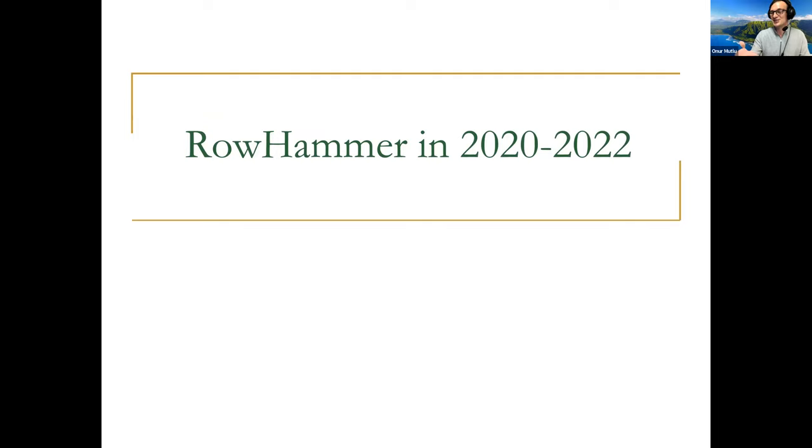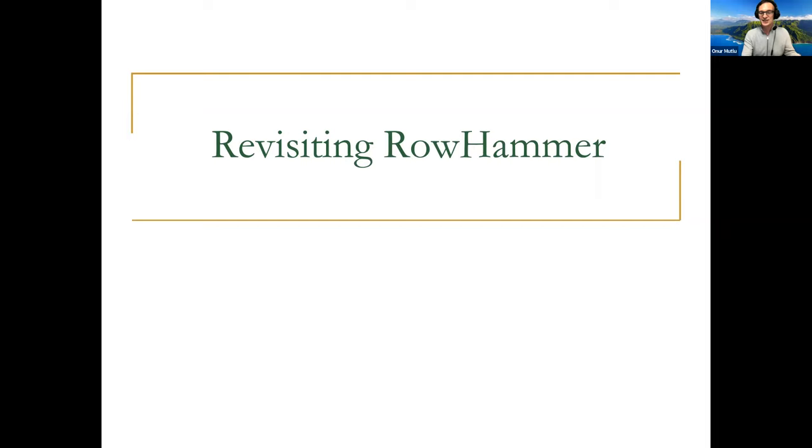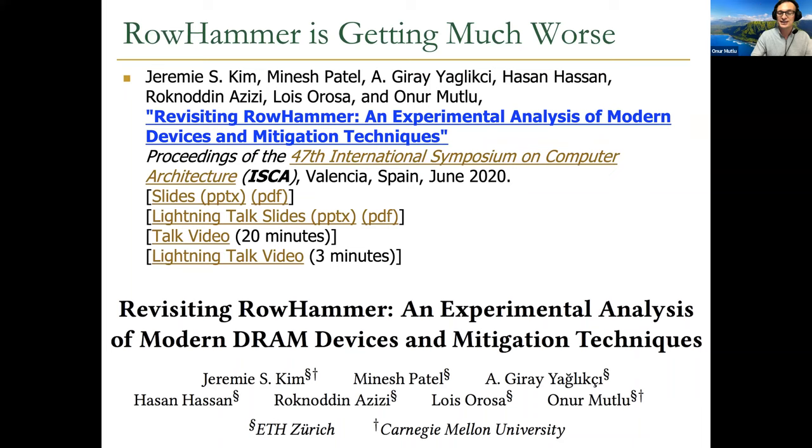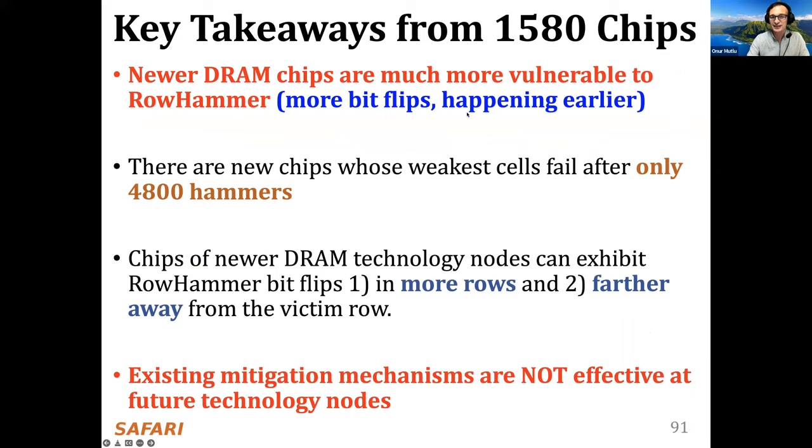Okay, so let's talk about what's happened more recently. We wanted to revisit our analysis of RowHammer, and in this paper, we essentially did that. We had more capable infrastructure, and we were able to analyze more than 1,500 chips. These are the takeaways that we have.